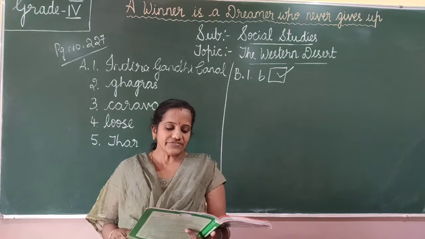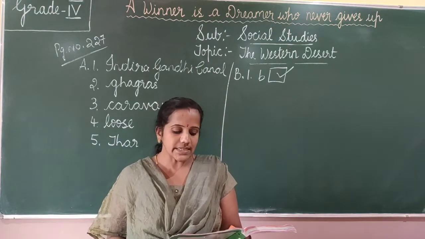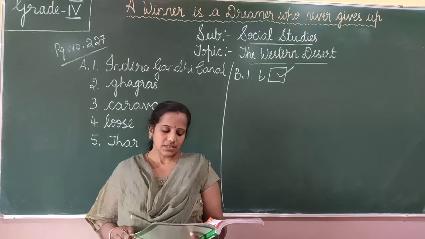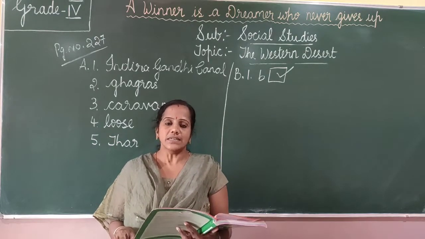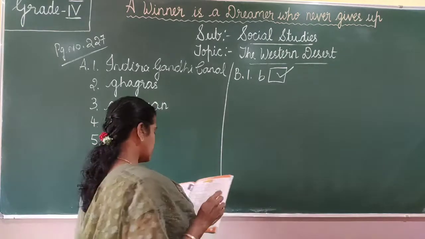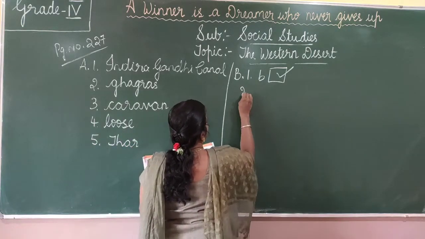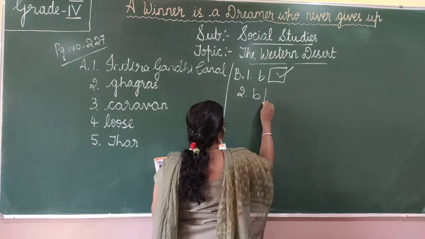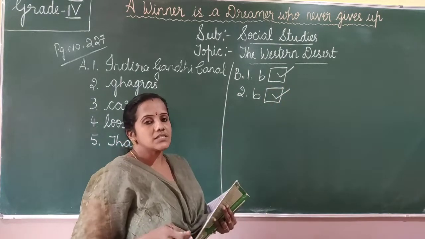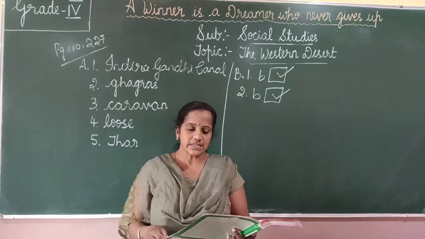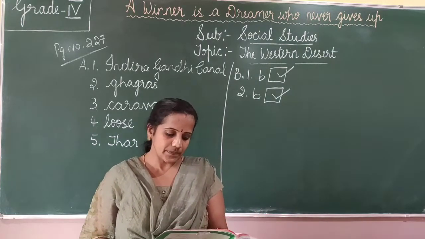Second one, a fertile place on a desert is called sand dune, oasis or delta. It is oasis. So it is option B. The second is option B, oasis. So there, in the oasis area, the land is fertile.